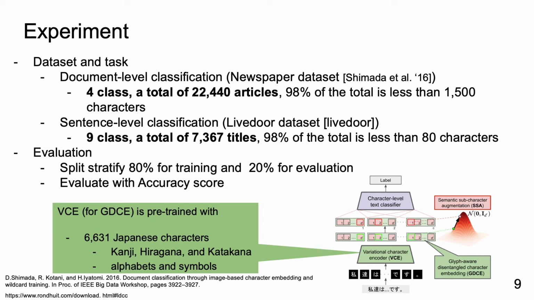The other is a 9-class sentence-level classification task with around 7,000 data. In training and evaluation, 80 characters were extracted from the text. The variational character encoder is pre-trained with Japanese characters.